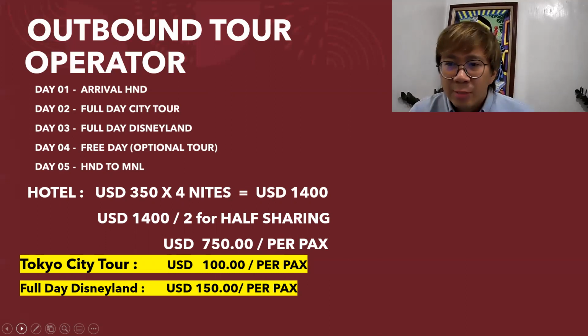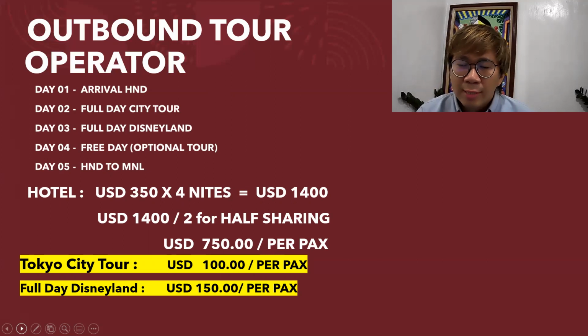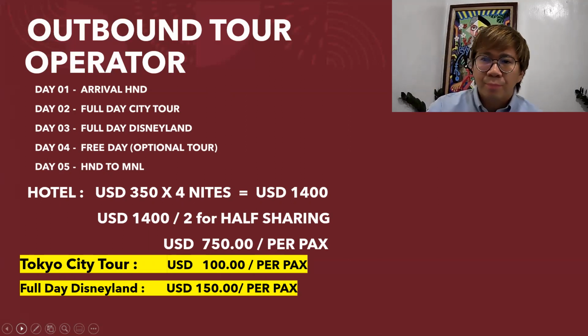Now, for Disneyland, so this is my costing. For Tokyo City Tour, that's $100. For Disneyland, that's $150 per passenger. So, in Disneyland po natin, included na po dyan yung kanyang entrance ticket. Of course, the entrance ticket includes everything, rides, etc. Okay.